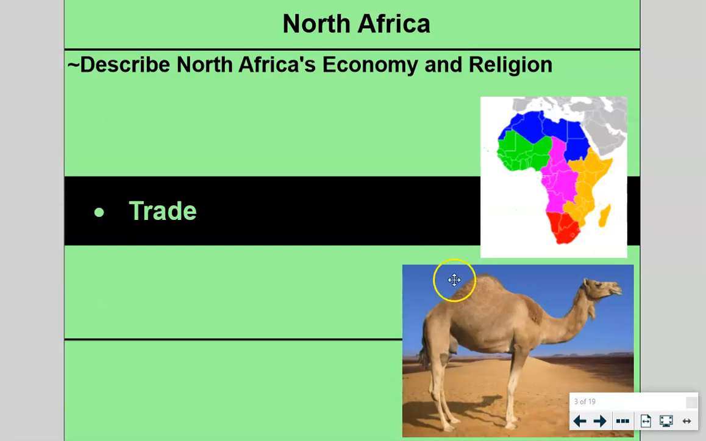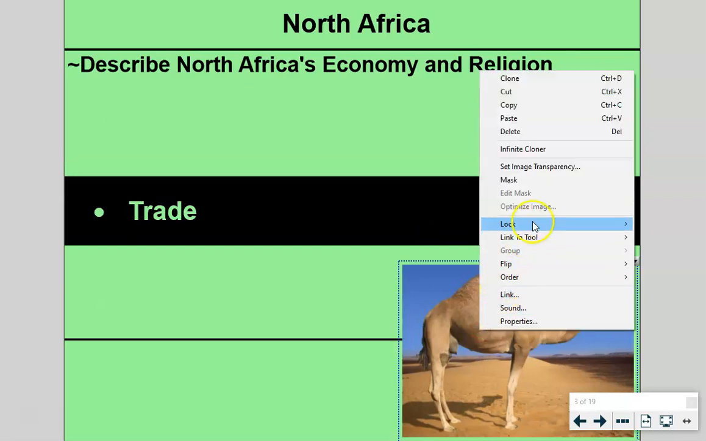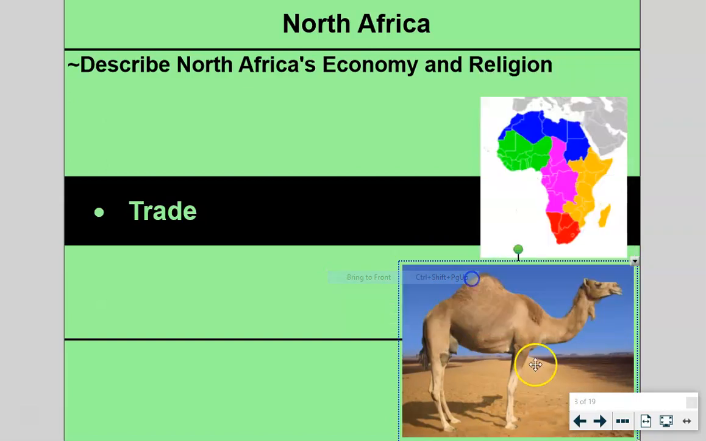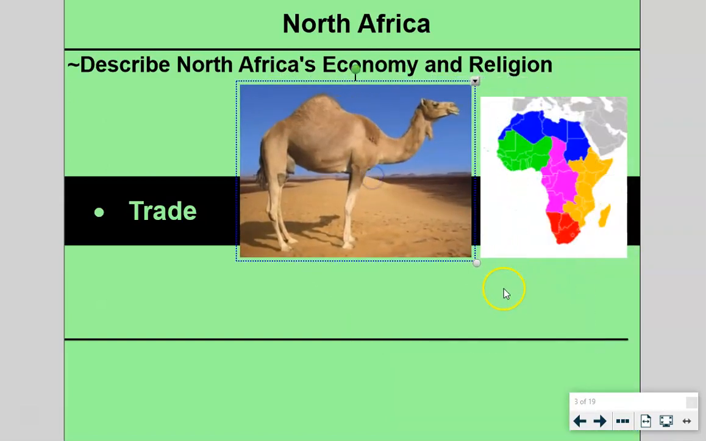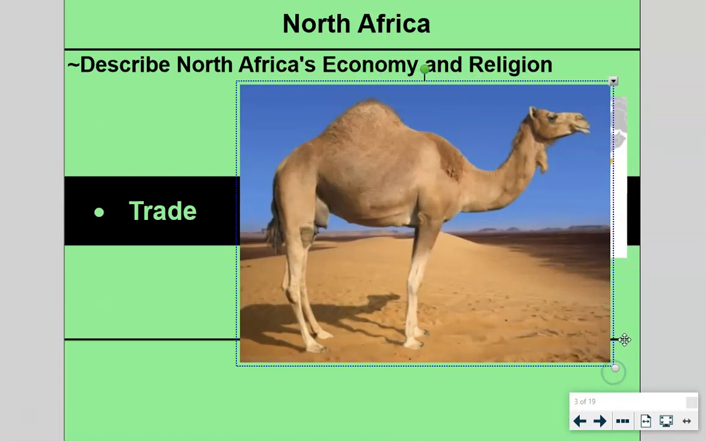Now, a little bit more specific information about trade. You see I've got the picture of the camel here. Why do I have the picture of the camel? Because the camel is incredibly important to trading in North Africa. What's going on with that line? Fix that little guy. There we go.